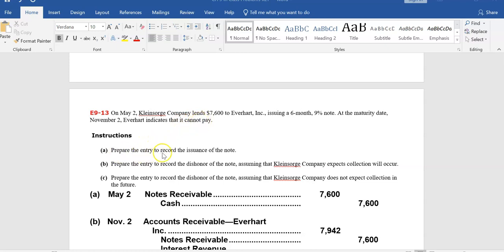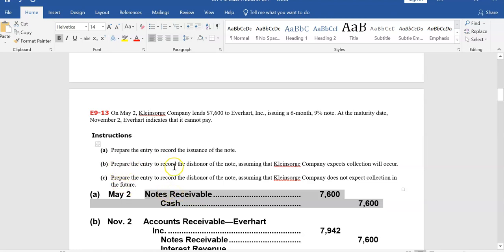So let's first prepare the entry to record the issuance of the note. If Klein's Org is loaning money to Everhart, they will, on May 2nd, decrease their cash because they're giving cash to Everhart. And they will increase notes receivable because they now have a new note receivable from Everhart. Decreasing cash with a credit, increasing notes receivable with a debit.